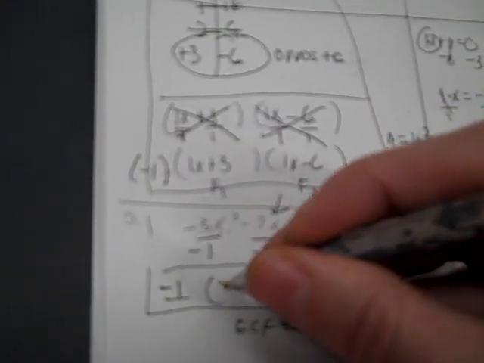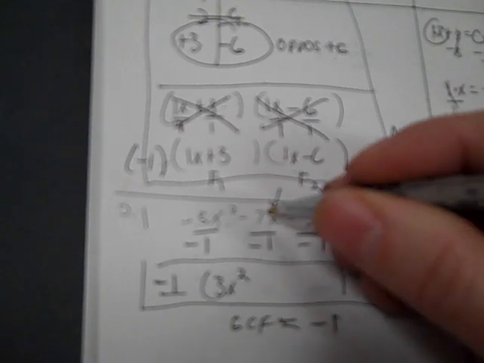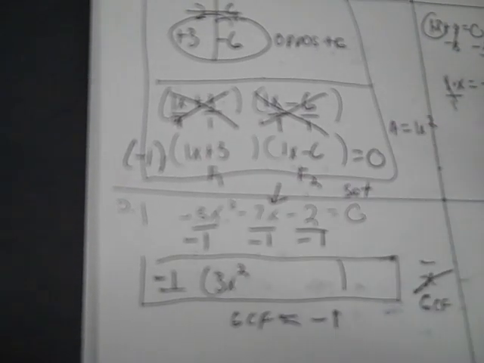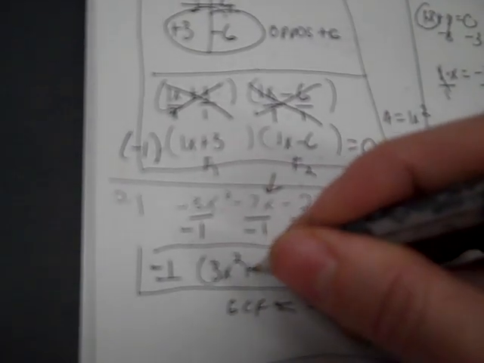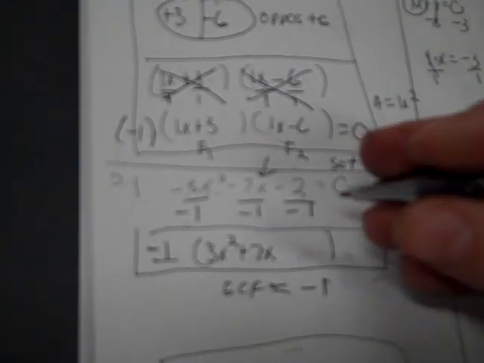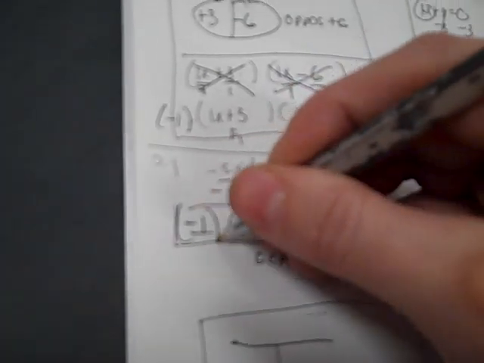Okay, 3, 7, and 2 is 1 as the GCF. Okay, so negative 1. If it's negative 1, you have to go through with it. So that gives me positive 3x to the second. Negative 7 divided by negative 1 is positive 7. X stays. Negative 2 divided by negative 1 is plus 2. Okay, put that in parentheses.